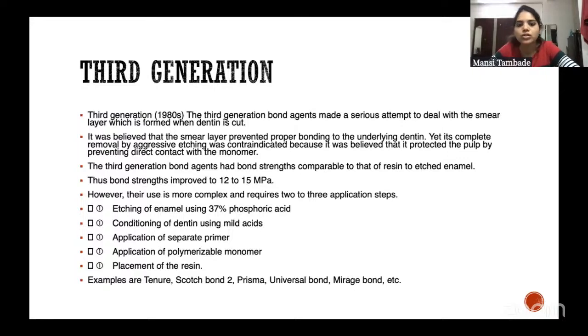The bond strength of the third generation materials was near to that of the resin to the etched enamel, that is, to the surface of the etched enamel. The bond strength improved from that of the second generation, 12 to 15 MPa. It was more complex and required 2 to 3 application steps: etching of the enamel with 37% phosphoric acid, conditioning of dentine with mild acids, application of a separate primer, application of the polymerizable monomer, and then placement of the resin. The examples are Tenure, Scotchbond 2, Prisma Universal Bond, Mirage Bond.